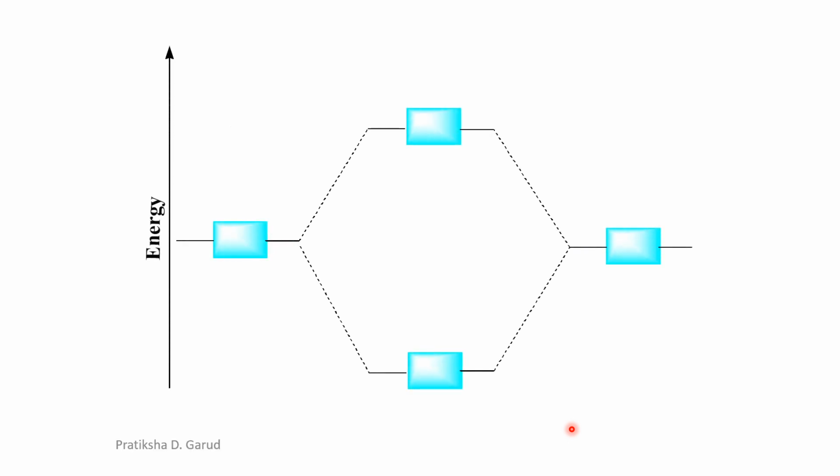This is the outline of the MO energy level diagram. At the sides we have the atomic orbitals, whereas at the center we have the molecular orbitals. On one side is the atomic orbital of the first atom, and on the other side the atomic orbital of the second atom. The first atomic orbital is the 1s orbital of the first hydrogen atom, the second is the 1s orbital of the second hydrogen atom, and the molecular orbitals are for the H2 molecule.